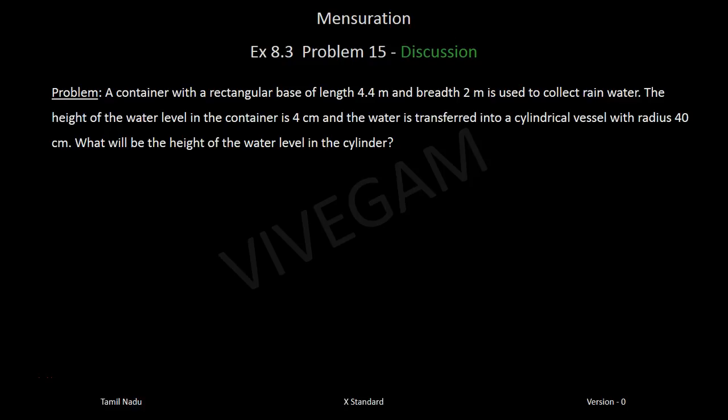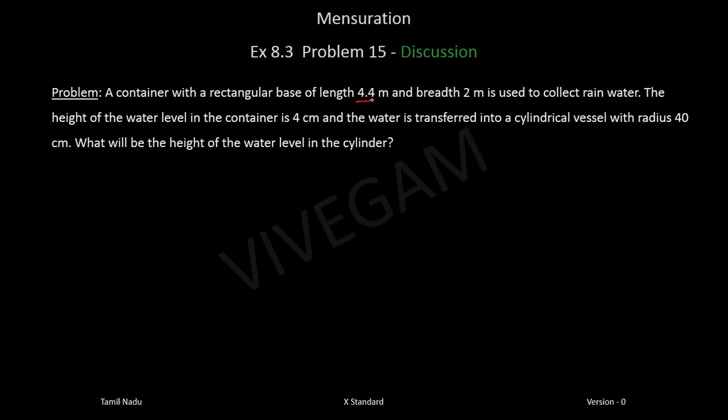So what is it? Very simple. Whatever volume of water is in the tank is the one which is going to get transferred. So all you need to do is equate the volume of the water in the tank to the volume of the water in the cylinder. Then you should be able to calculate the height of the water. Okay. Right. So let's mark what is given here.